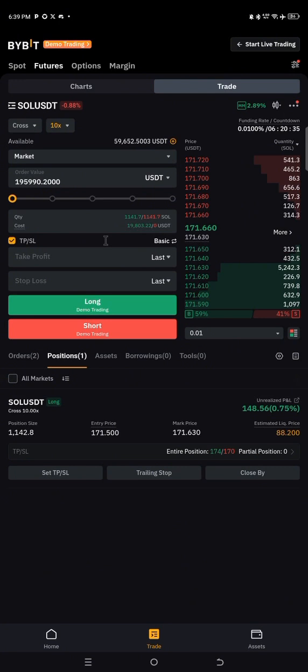Since I'm using cross here, they will liquidate everything I have in the trading balance. They will liquidate everything here, like $59,000. You can see that we are in profit of $222 on this demo account, right?